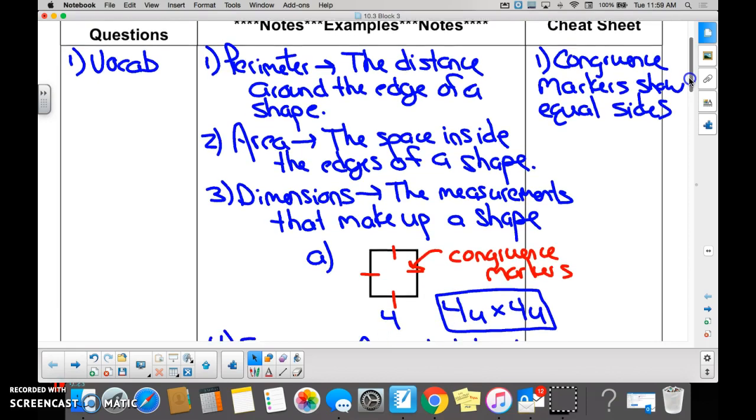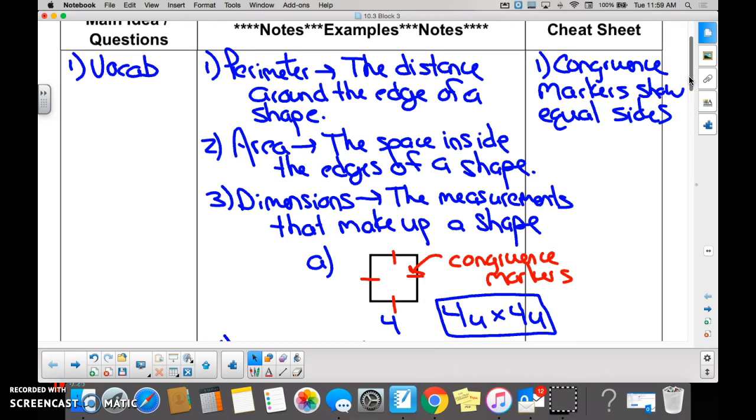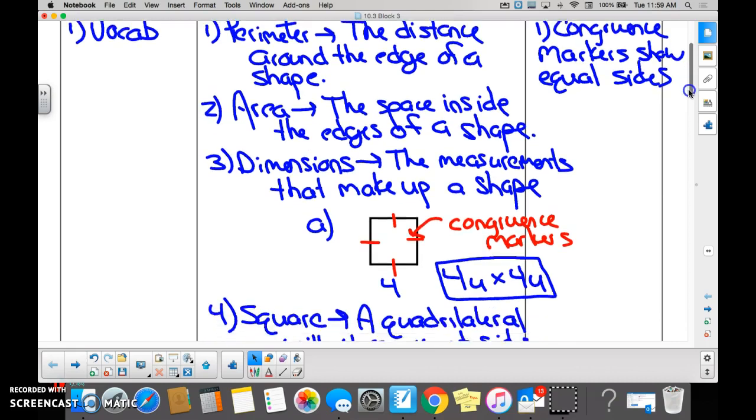Perimeter. Add up all of the edges and you have perimeter. True or false? True. Area. Remember when I did that little square thing underneath the document camera to show you area? Area is always measured by what shape? Squares. So it's how many squares you can fit inside of a shape. Dimensions would be what make up a shape.